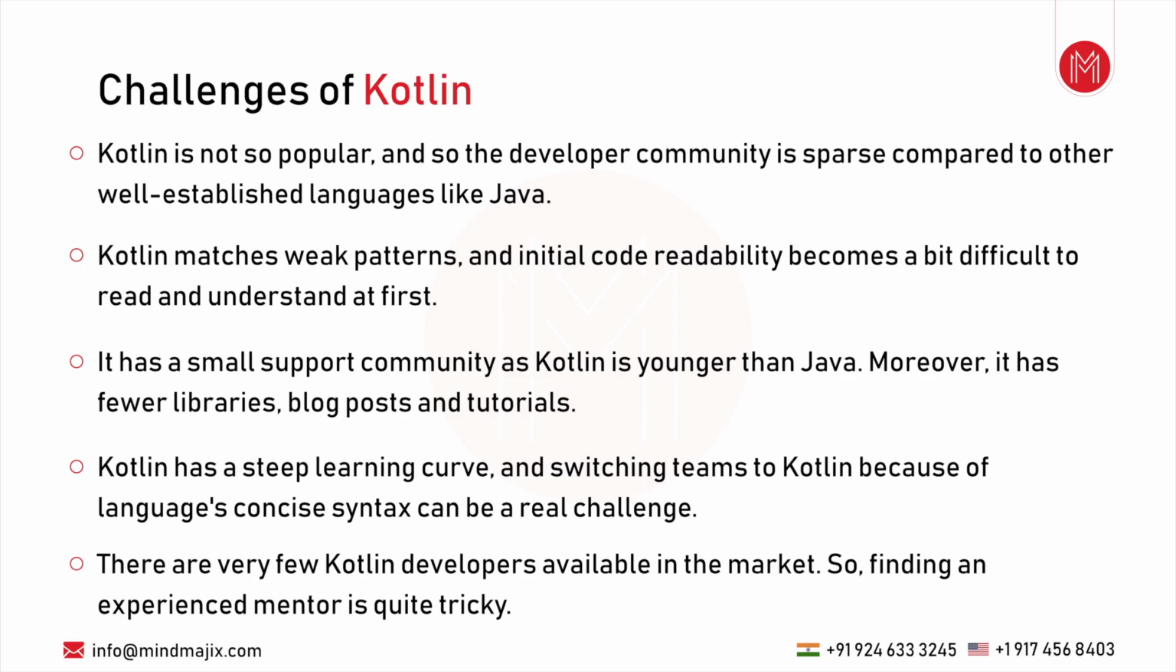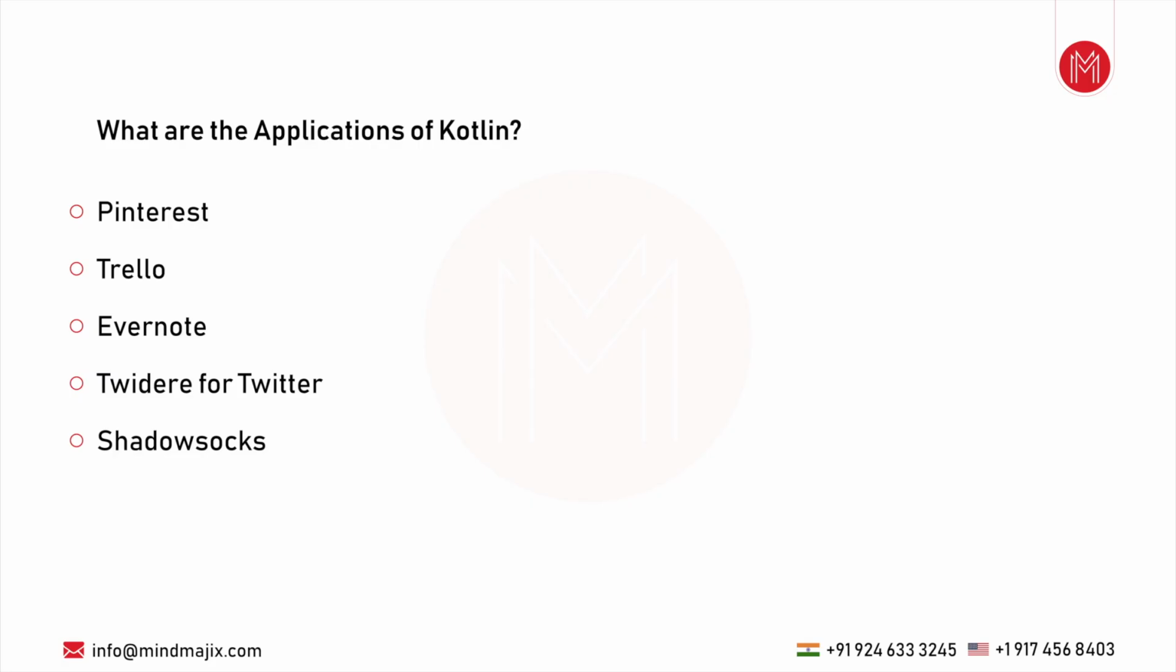So the developer community is sparse compared to others. Kotlin has a steep learning curve. Initially, code readability becomes a bit difficult. It has a small support community. Okay, so that means it is younger than Java. But in 3 or 4 years, it will get a great boom in the market. Here are apps like Pinterest, Trello, Evernote, Twitter, and Shadowsocks. So those are the applications in the market, on Google Apps, for Kotlin.